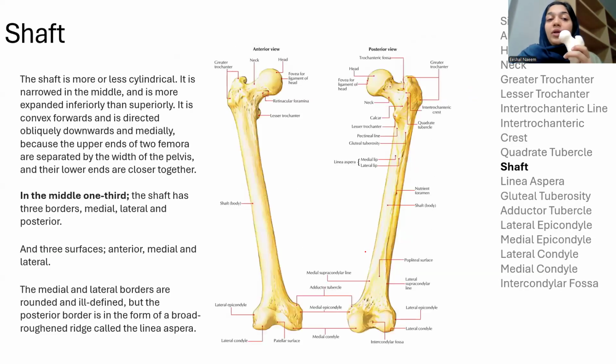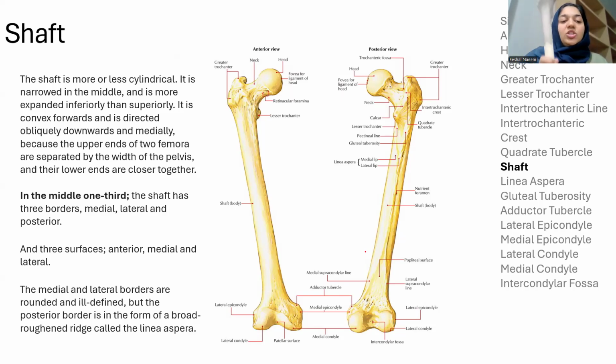Okay. Now, coming on to the shaft, it is more or less cylindrical. It is narrowed in the middle and is more expanded inferiorly than superiorly. We can see that. It is convex forwards. If I see it sideways, it's convex forwards and is directed obliquely downwards and medially, because the upper ends of the two femurs are separated by the width of the pelvis. So the width of the pelvis is basically the upper end of the two femurs, and their lower ends are closer together because they have to come a little medially to form a horizontal plane for the knee joint.